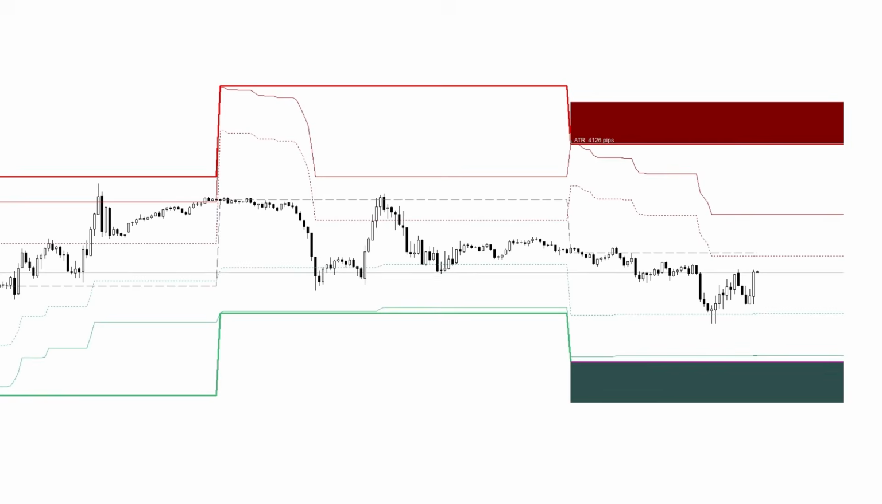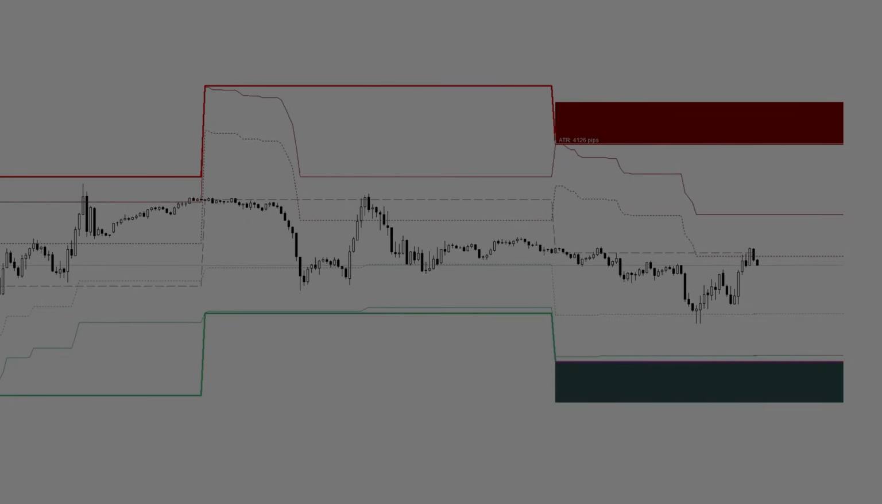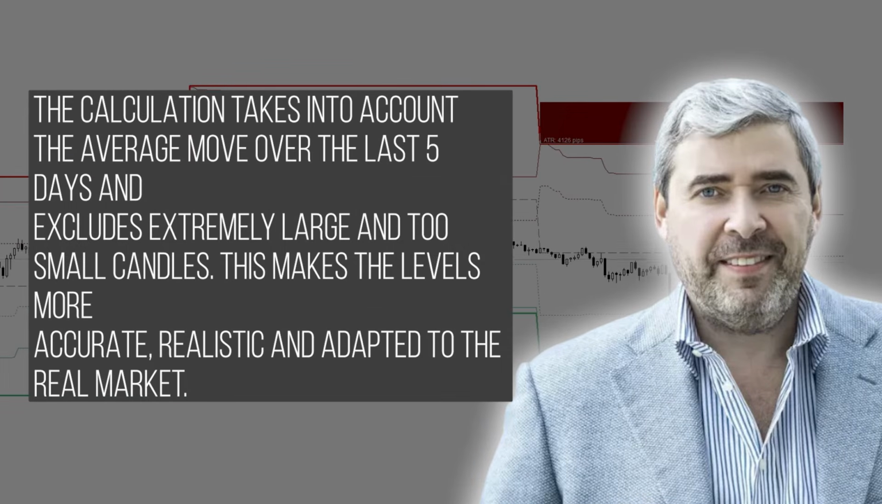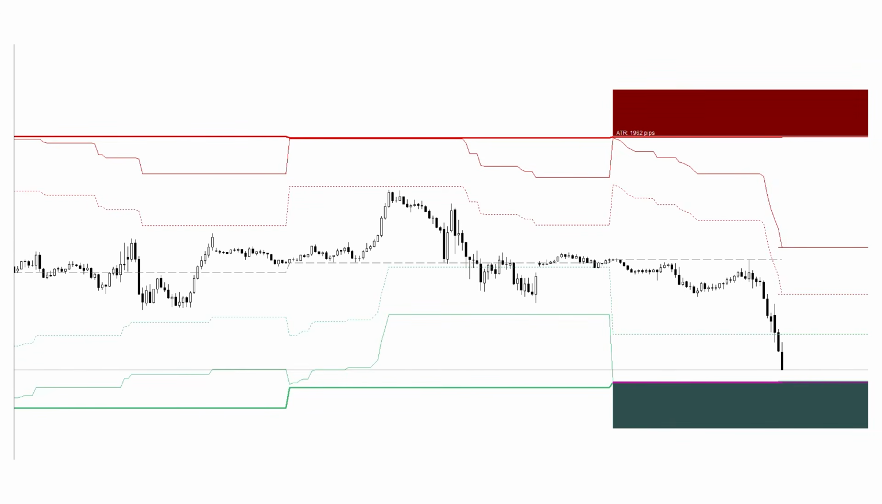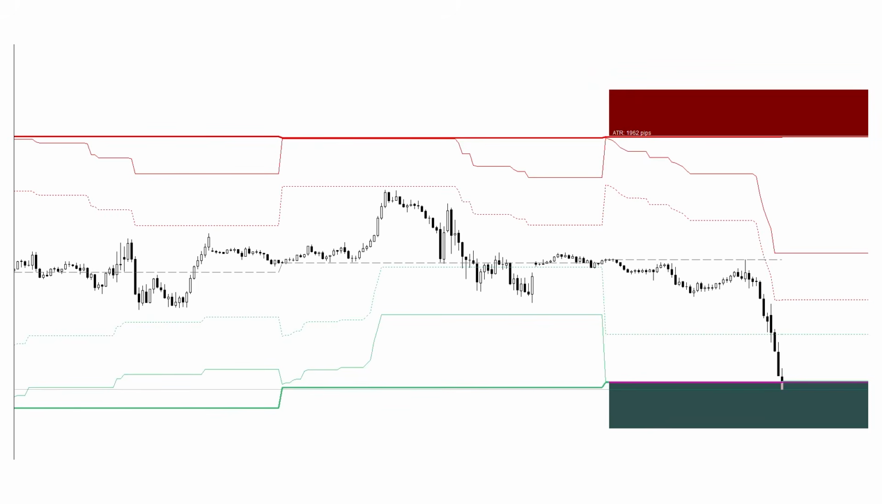not by eye. In developing the indicator, I used the methodology of Alexander Gerchik, which means that the average move over the last 5 days is taken into account in the calculation. Extremely large and too small candlesticks are excluded. This makes the levels more accurate, realistic, and adapted to the real market. Now let's understand exactly how ATR Zone levels work and why they are so important for understanding price behavior.